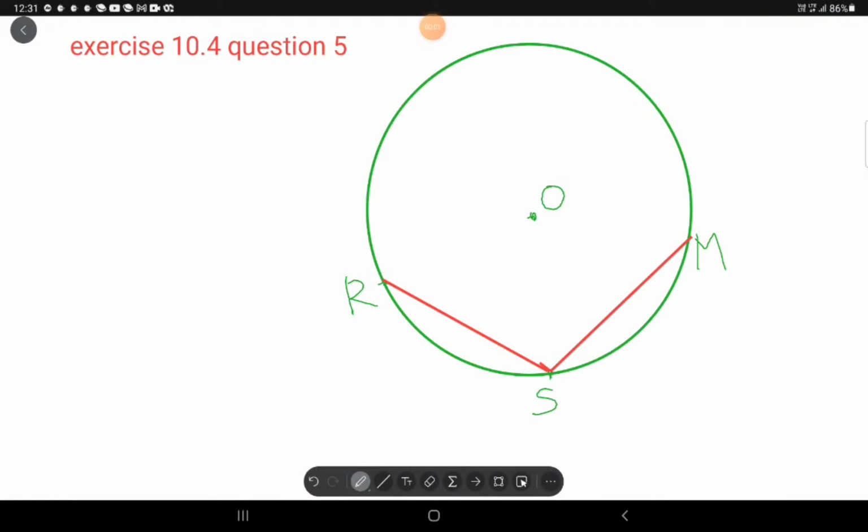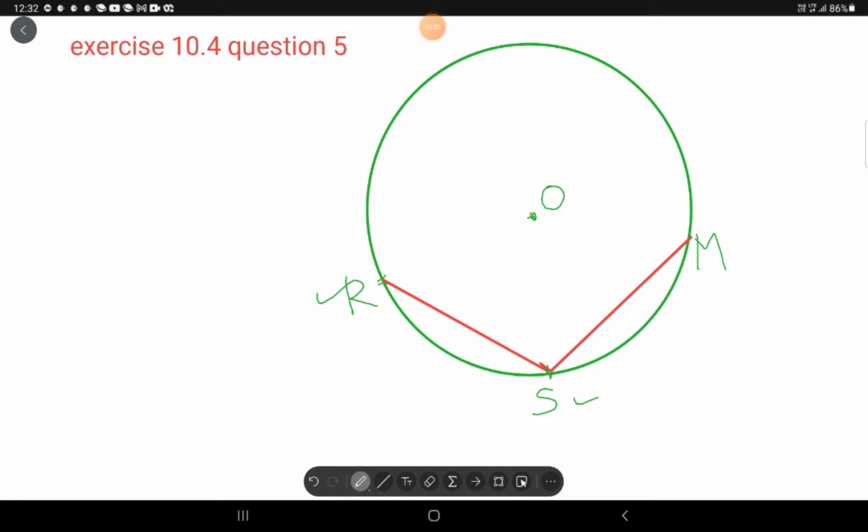Exercise 10.4 question number 5. You have to read the question. 3 girls, Reshma, Selma and Mandeep, are playing a game by standing on a circle of radius 5 centimeter. So the 3 students are Reshma, Selma and Mandeep. Here is the position of Reshma as R, Selma as S and Mandeep as M.